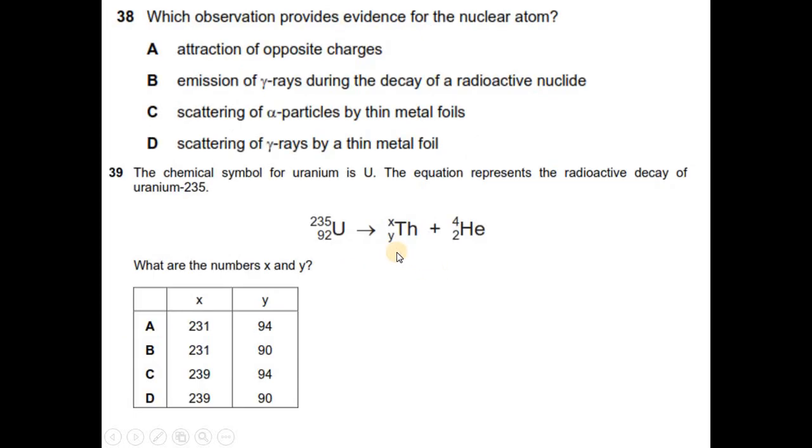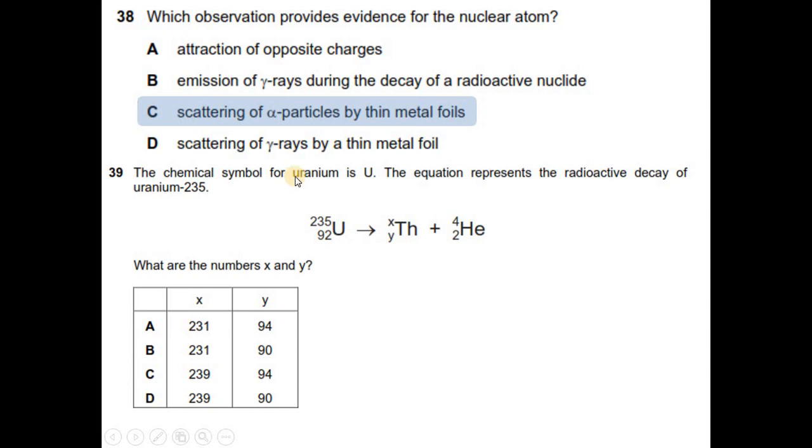38. Which observation provides evidence for the nuclear atom? Attraction of opposite charges, emission of gamma, or scattering of alpha particles by a thin metal foil. Of course, this is the scattering of alpha particles. So the option is C.